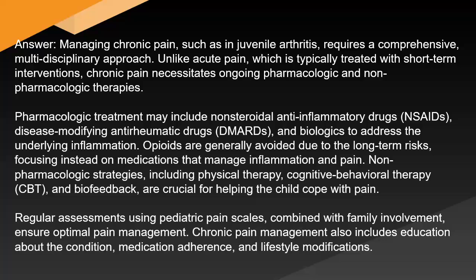Managing chronic pain, such as in juvenile arthritis, requires a comprehensive, multidisciplinary approach. Unlike acute pain, which is typically treated with short-term interventions, chronic pain necessitates ongoing pharmacologic and non-pharmacologic therapies. Pharmacologic treatment may include non-steroidal anti-inflammatory drugs, NSAIDs, disease-modifying antirheumatic drugs, DMARDs, and biologics to address the underlying inflammation. Opioids are generally avoided due to the long-term risks, focusing instead on medications that manage inflammation and pain.